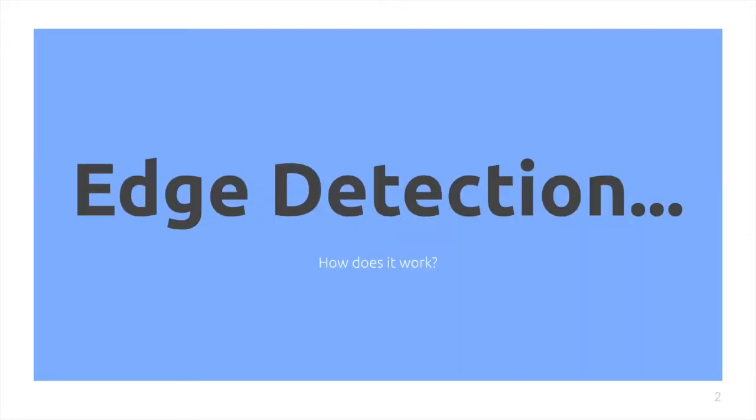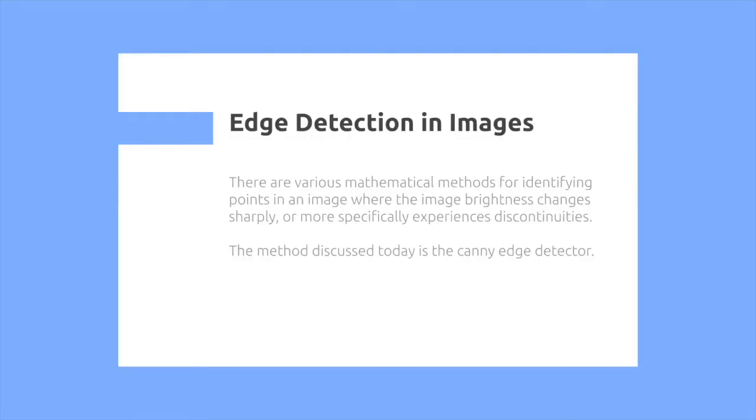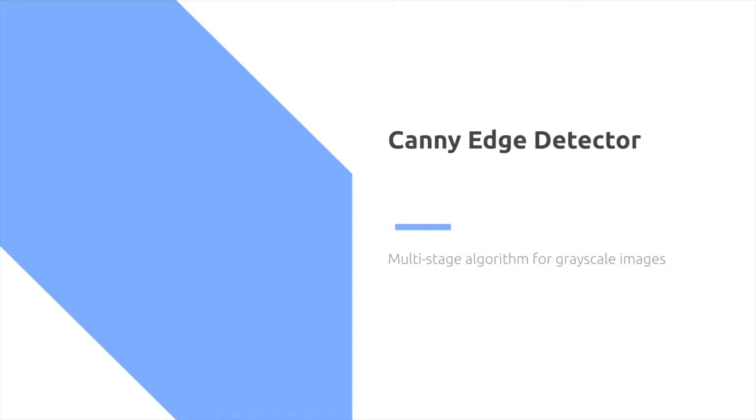Image edge detection. How does it work? There are various mathematical methods for identifying points in an image where the image brightness changes sharply, or more specifically experiences discontinuities. The method discussed today is the Canny Edge Detector. This is a multi-stage algorithm for grayscale images.